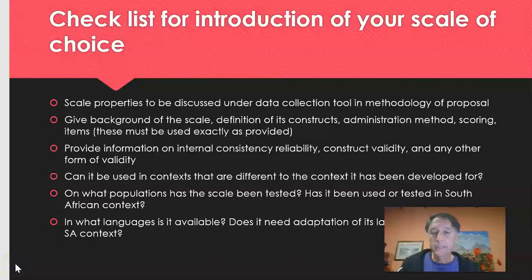I end off this presentation by introducing this checklist. These are things you need to check when you have identified your scale. Make sure that you have your scale properties discussed under the data collection tool in the methodology part. Give background of the scale, the definition of its constructs, administration methods, scoring, and why this instrument will measure what you want to measure in your study. Just a point on that.